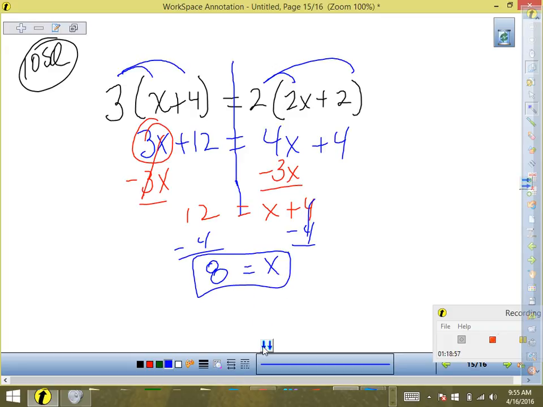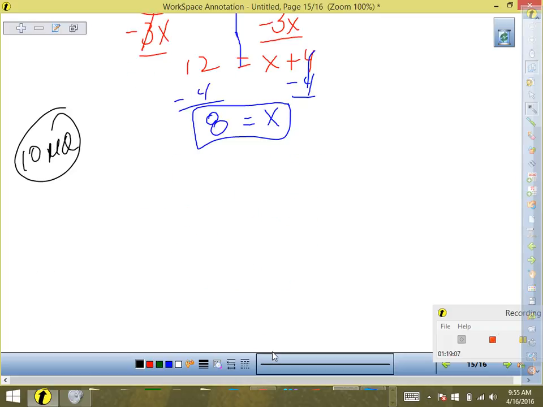One last one of these. Here we go. Example 10 mega cube. Negative 2, open parentheses, 2x minus 1, equals 2, open parentheses, negative 2x plus 1.